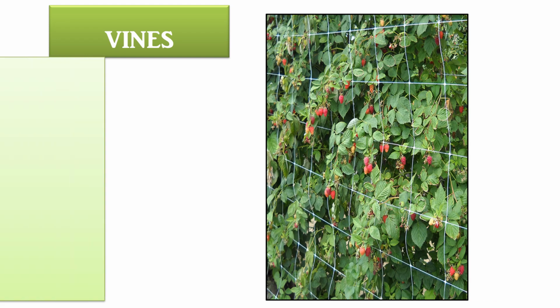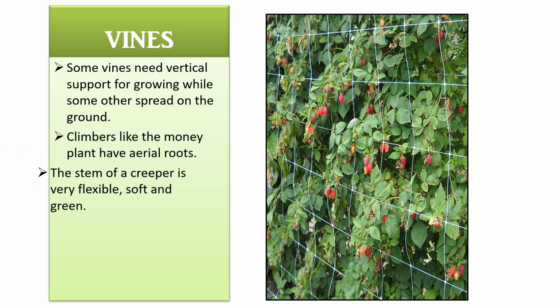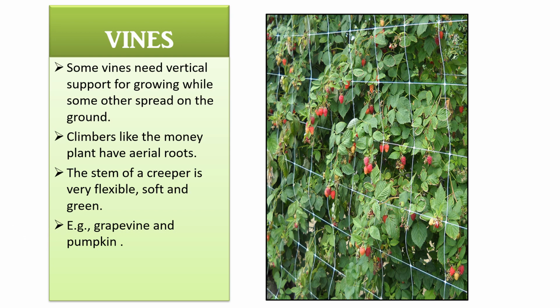Vines. Some vines need vertical support for growing while some others spread on the ground. Climbers like the money plant have aerial roots. The stem of a creeper is very flexible, soft and green. Example, grapevine and pumpkin.